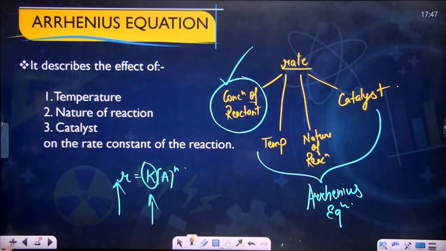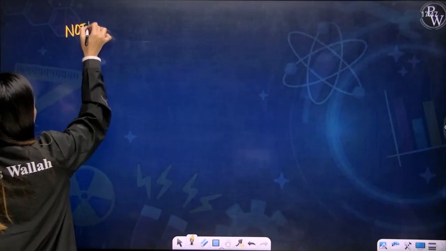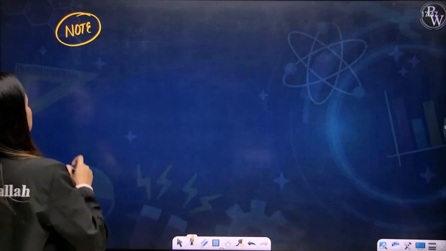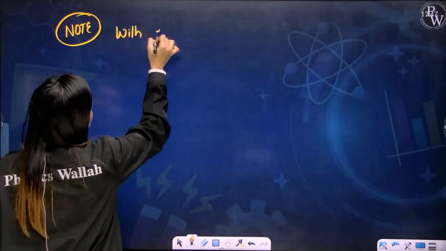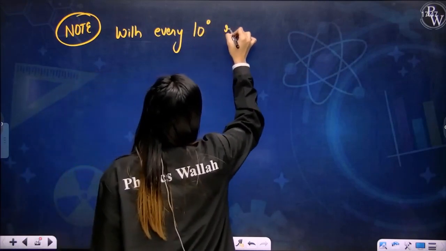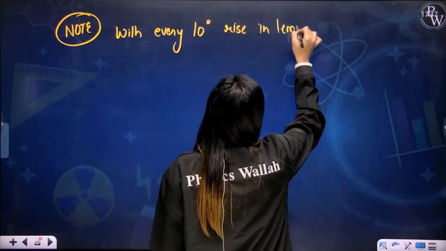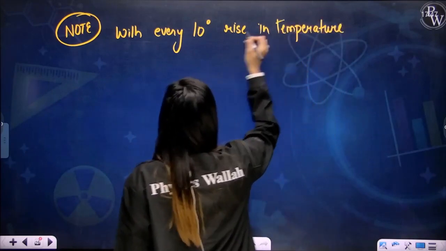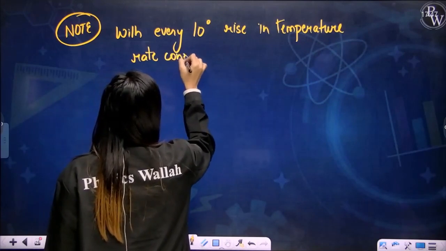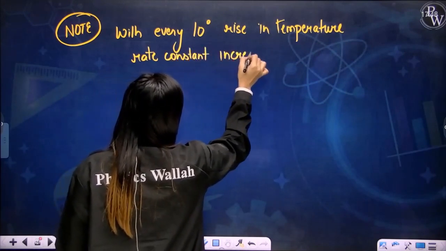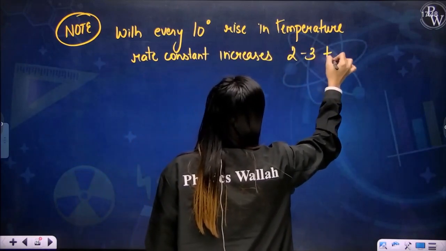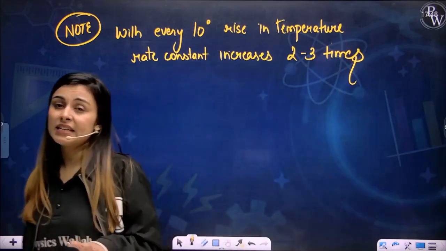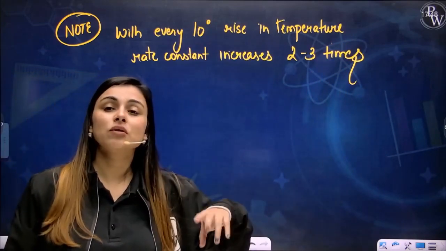I hope you've written it. See, now one important thing which you need to write as a note is, if you ever open your NCERT, which is of utmost importance, you should read your NCERT. There is a line, and that line actually gives you the dependence of temperature on the rate constant. What does it say? It says that with every 10-degree rise in temperature, the rate constant of the same reaction will increase 2 to 3 times.